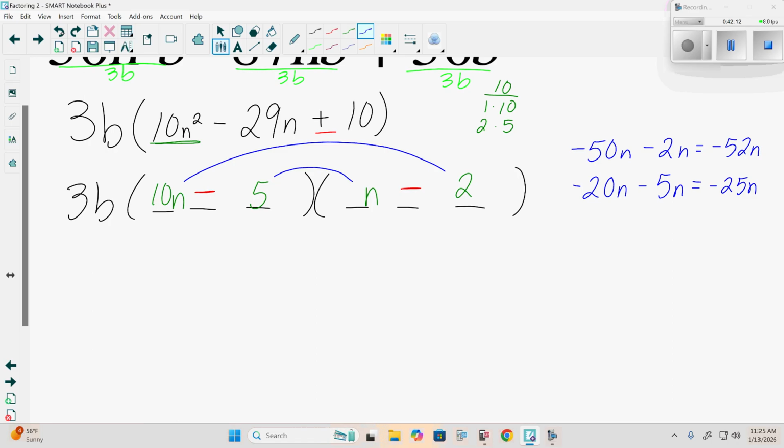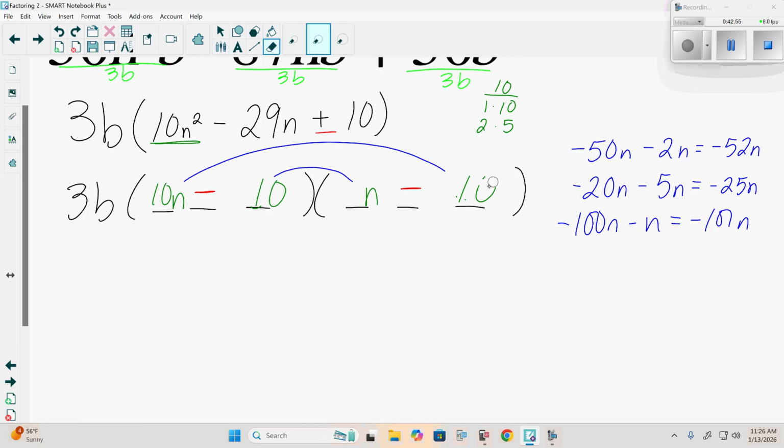So could we put 10n and 5 together? No. But even if we don't see that, or when we had it as 2 and 5, does 10n and 2 have a common factor? It's just a quick way to say these don't work. If we don't see it, that's fine, because when we checked it, it also told us that these weren't the correct factors. So my next choice is to switch to 1 and 10. 10n times negative 10 is negative 100n. Negative 1 times n is negative n, giving us negative 101n. That's not the middle term we want.